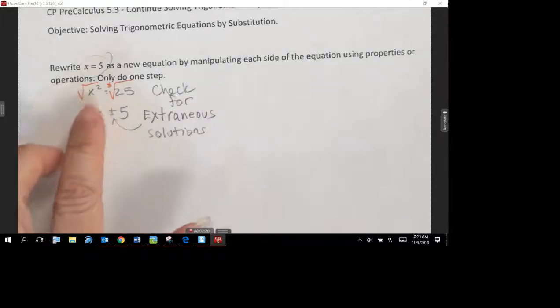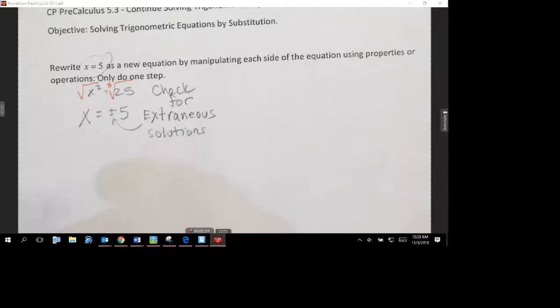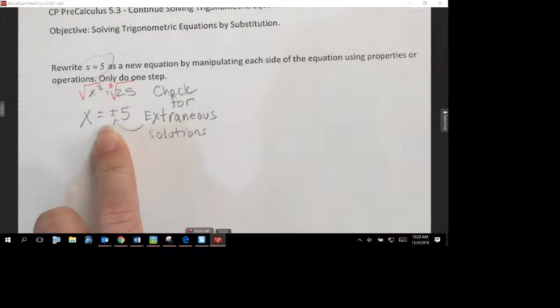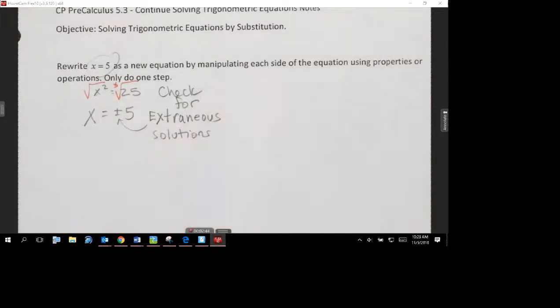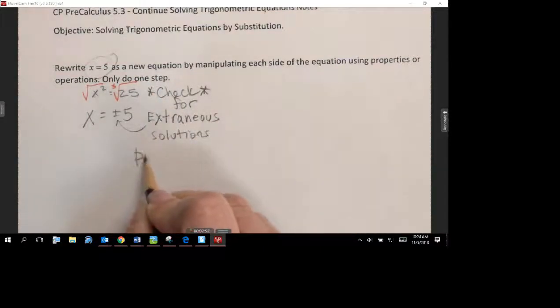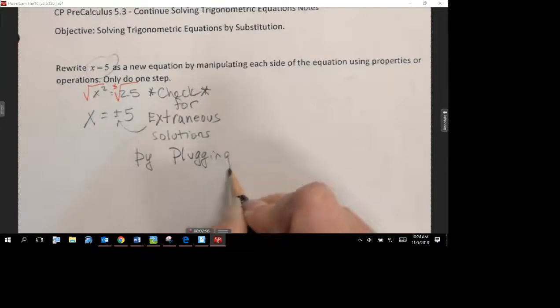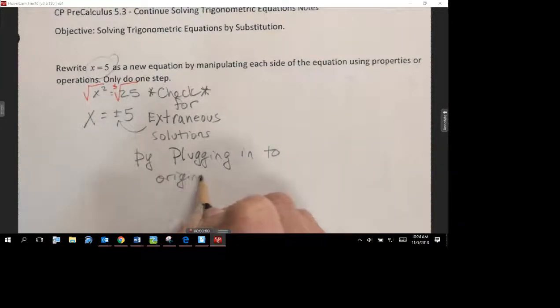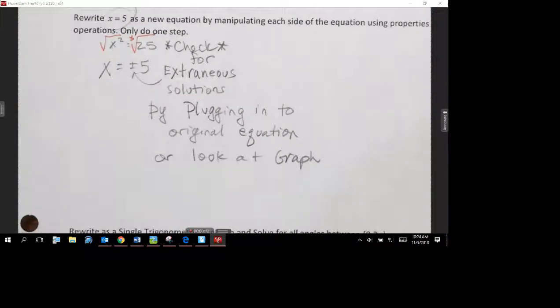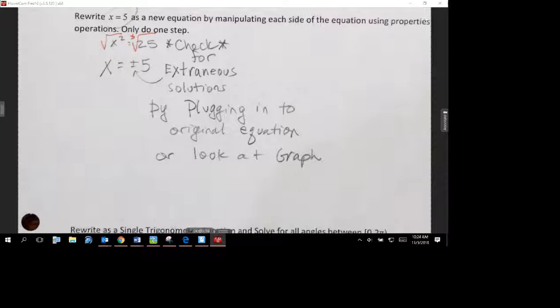Okay, so we're going to be doing things with trigonometric equations, and it's very possible that you might end up with extraneous solutions. How would you know that you ended up with an extraneous solution? Because you don't know what the original solution was. If you get some answers, how do you know that they all work? How would you check your answers? You can plug them in. Or you can look at the graph. Okay? We just need to make sure that all of our answers work. All right?